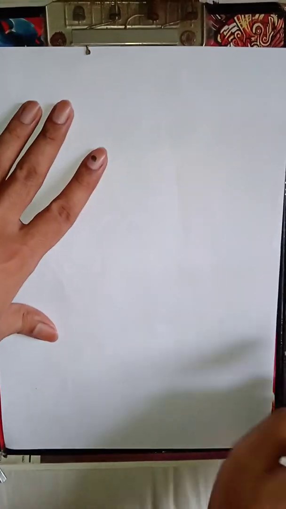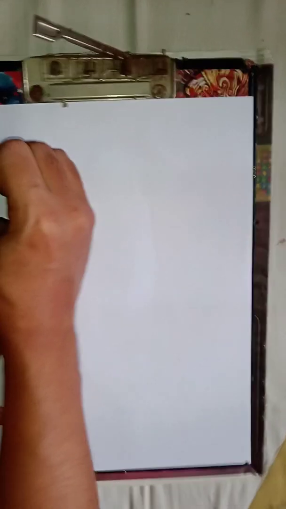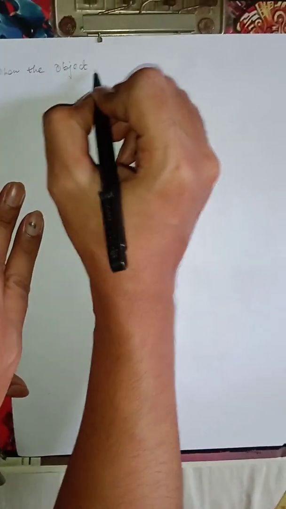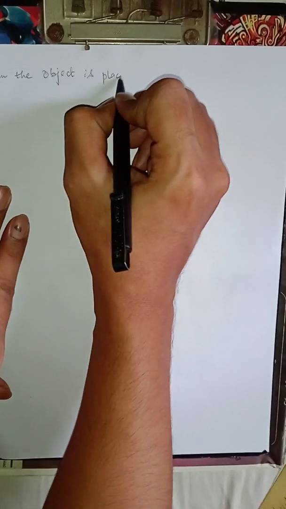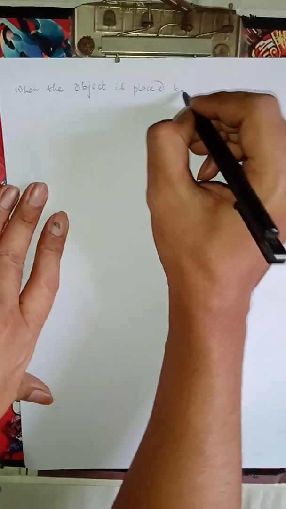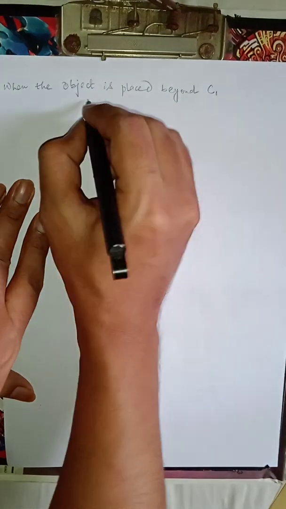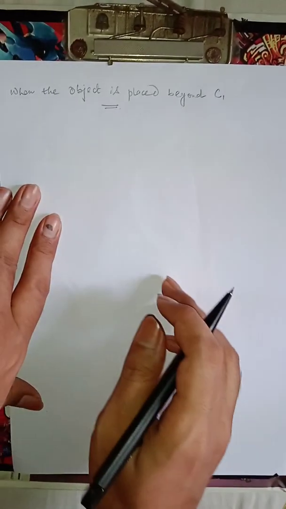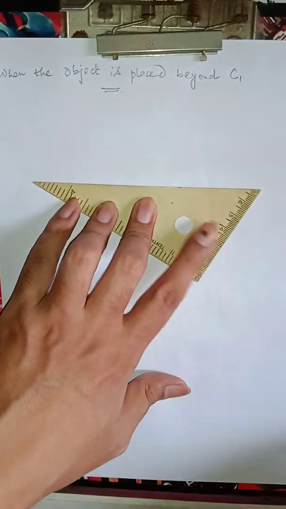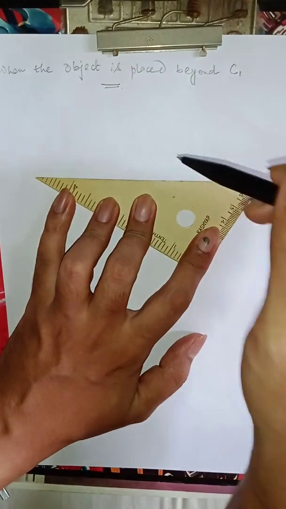Next is when the object is placed beyond C1, that is beyond the center of the curvature. So when the object is placed beyond C, first of all the diagram will be like this.